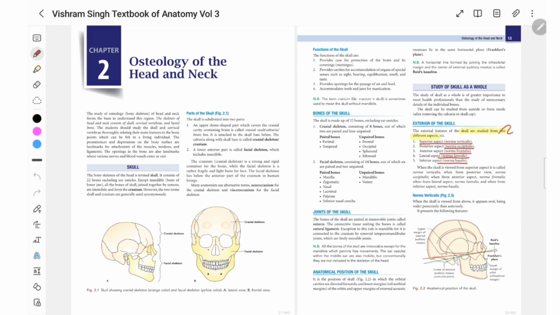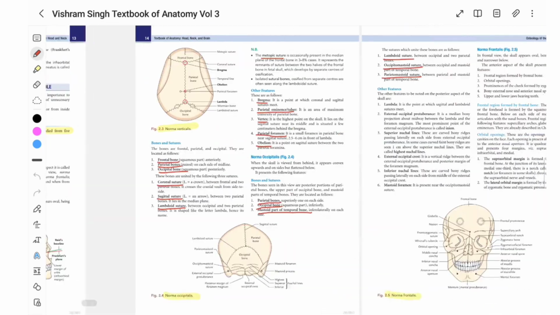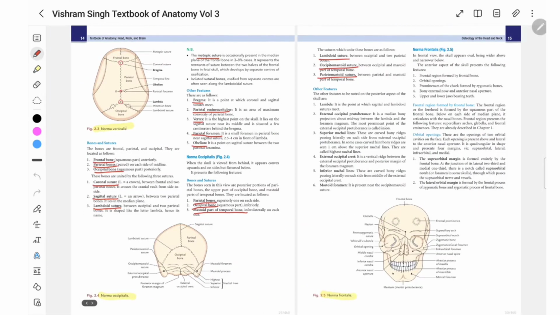The skull is studied from five different aspects. You know now norma verticalis, norma occipitalis. You can even identify by now what is the anatomical position that they are talking about. See, here it is given norma verticalis. It is easier. You do not have to read so much of the story. You only have to remember the parts. You do not have to remember all this what is written here. Now just read like this. It's norma verticalis view. Now what are the parts that can be seen here?